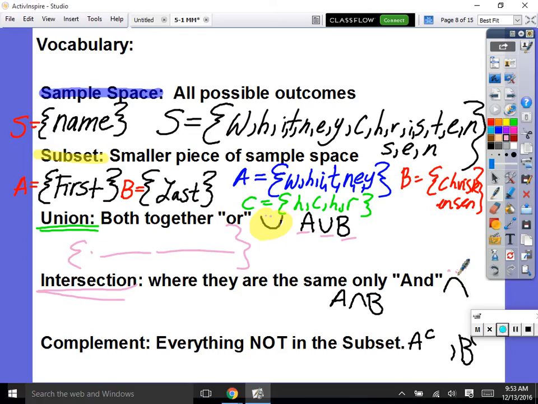So if I look at this subset and this subset, you're only allowing things that are the exact same to come into the intersection.